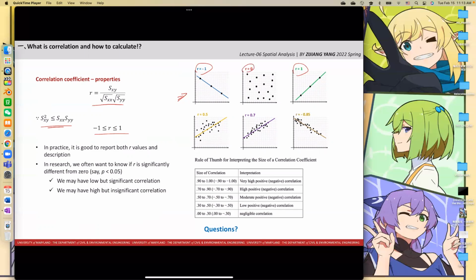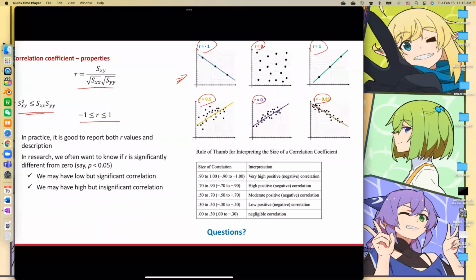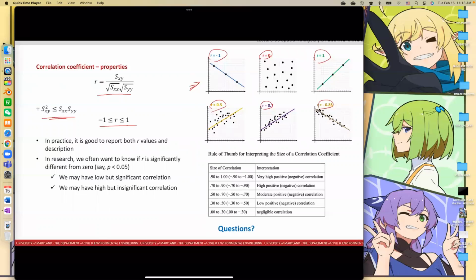And different values represent different extents of correlation. If we want to describe this correlation, we may use some descriptive words. Here, I just take this table from a paper, and it shows that if we have different values of correlation coefficients, then we can use different verbs to describe.